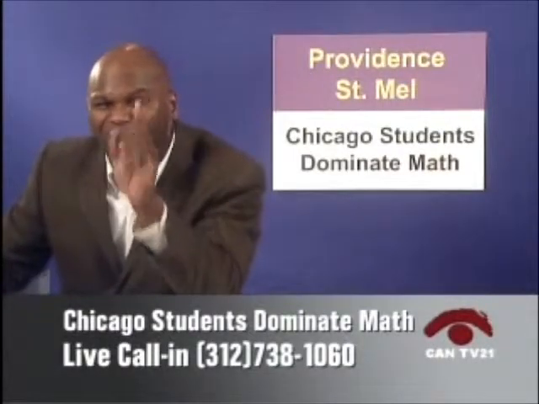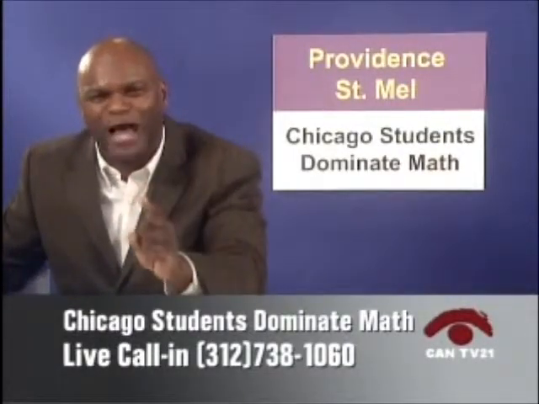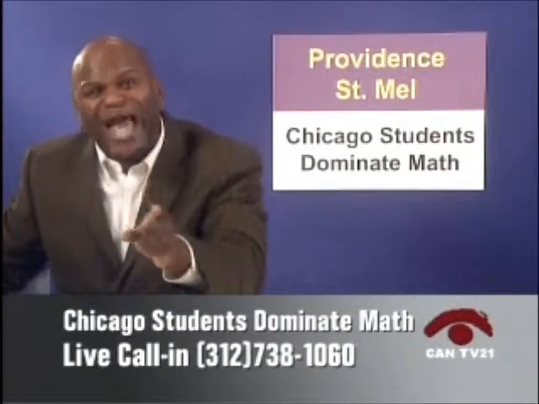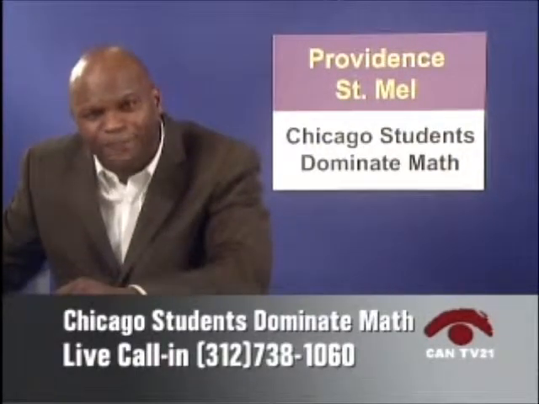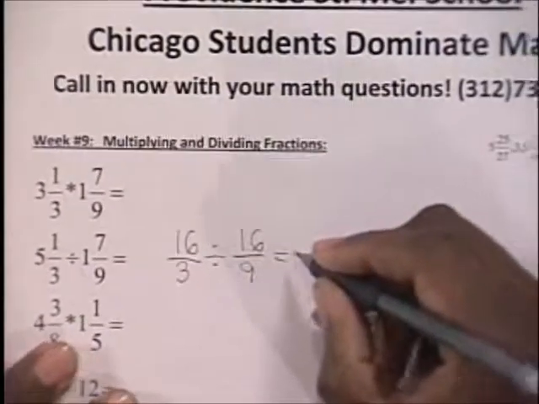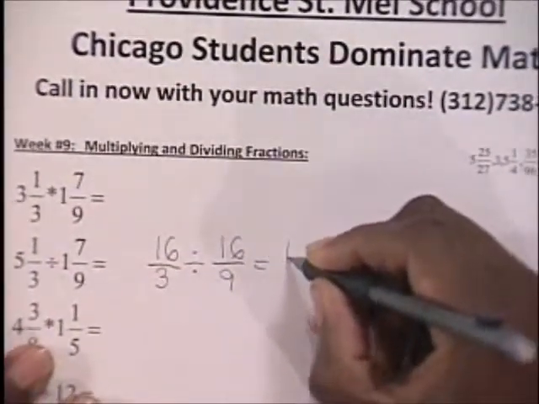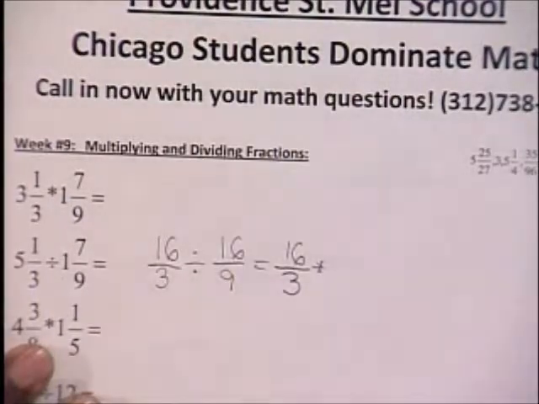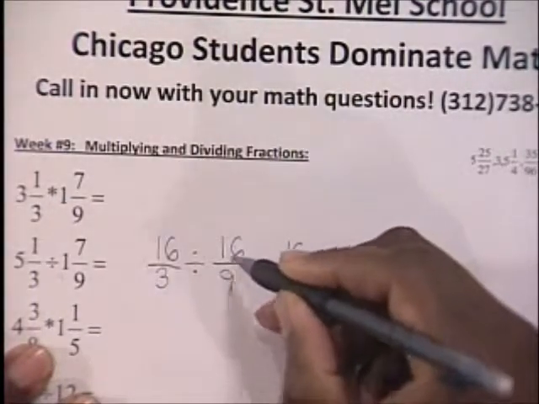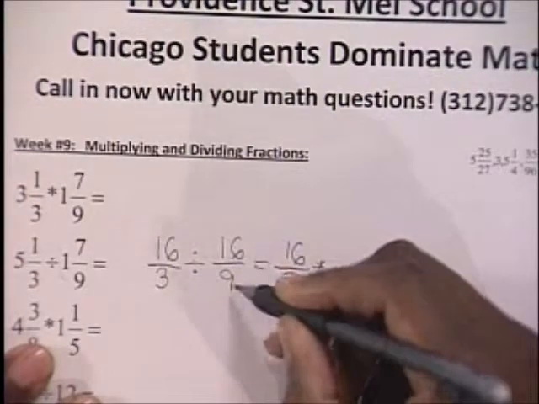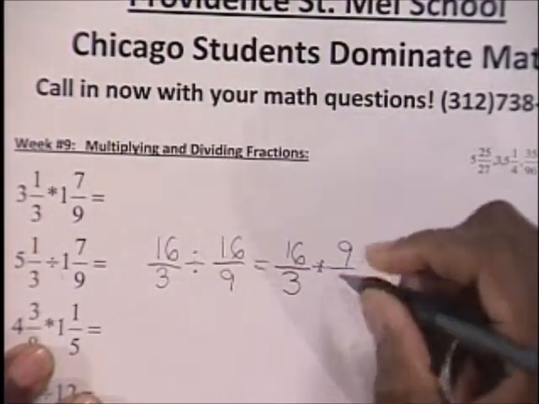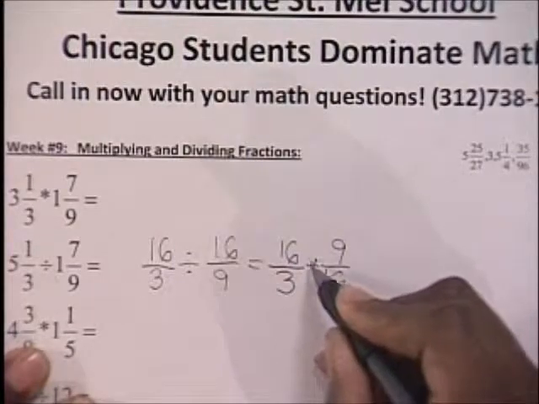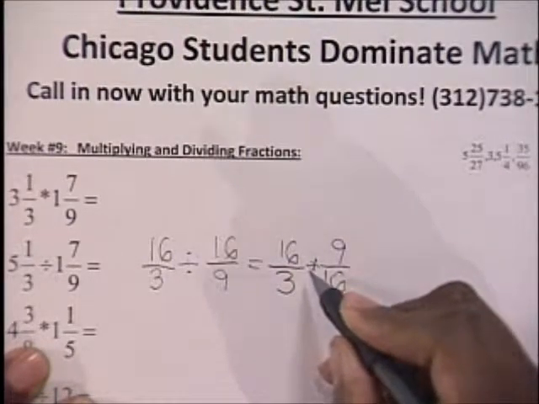So what I told you to do when dividing fractions is the same as multiplying fractions, except you change the division to multiplication, and then you flip the second fraction. You keep the first fraction the same, 16/3. You change the division to multiplication, and you flip the second fraction. Right now, we're dividing by 16 over 9, so you take the reciprocal. When you flip the fraction like that, it's called the reciprocal. And now what you end up with is 16/3 times 9/16.